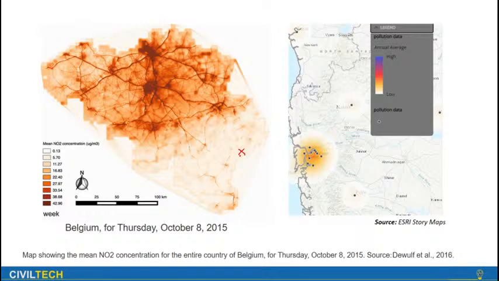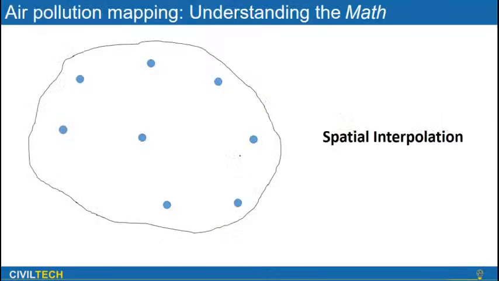So let us take a small example and try to understand the math behind how these tools work. Let us consider a small area where I have installed multiple sensors. This is sensor 1 and this is sensor 2 and so on. These are my sensors, and I want to know what the air pollution is at this particular point. Then how do I do it?